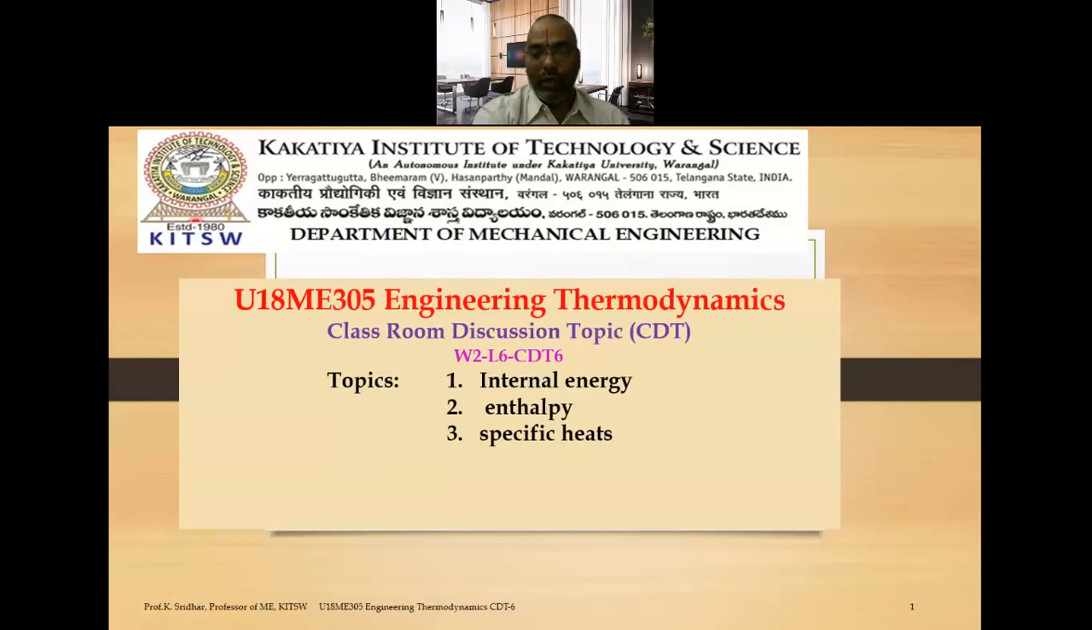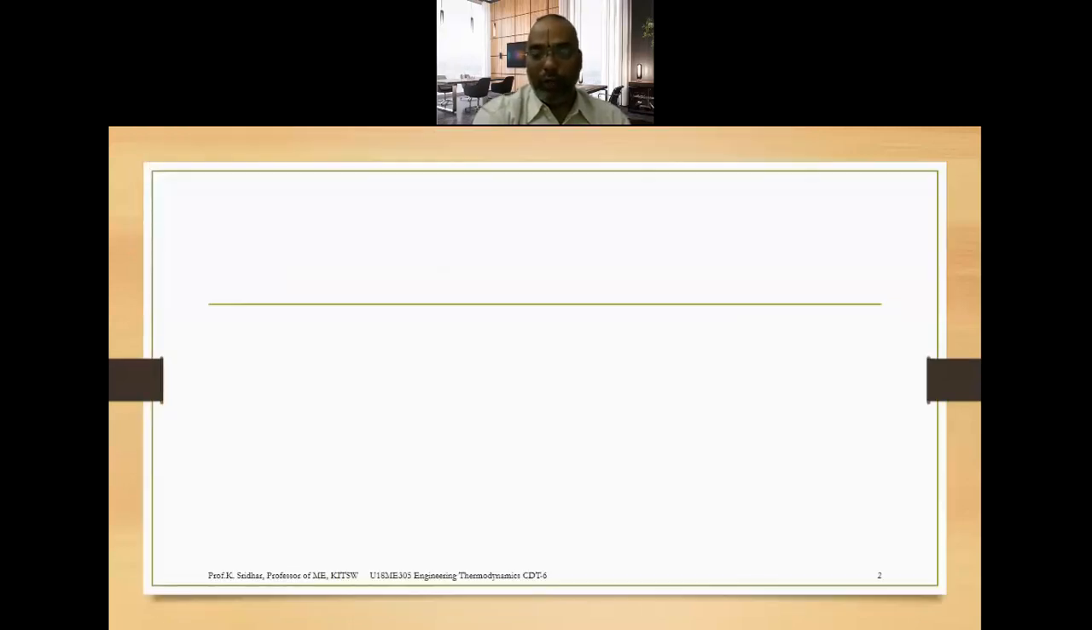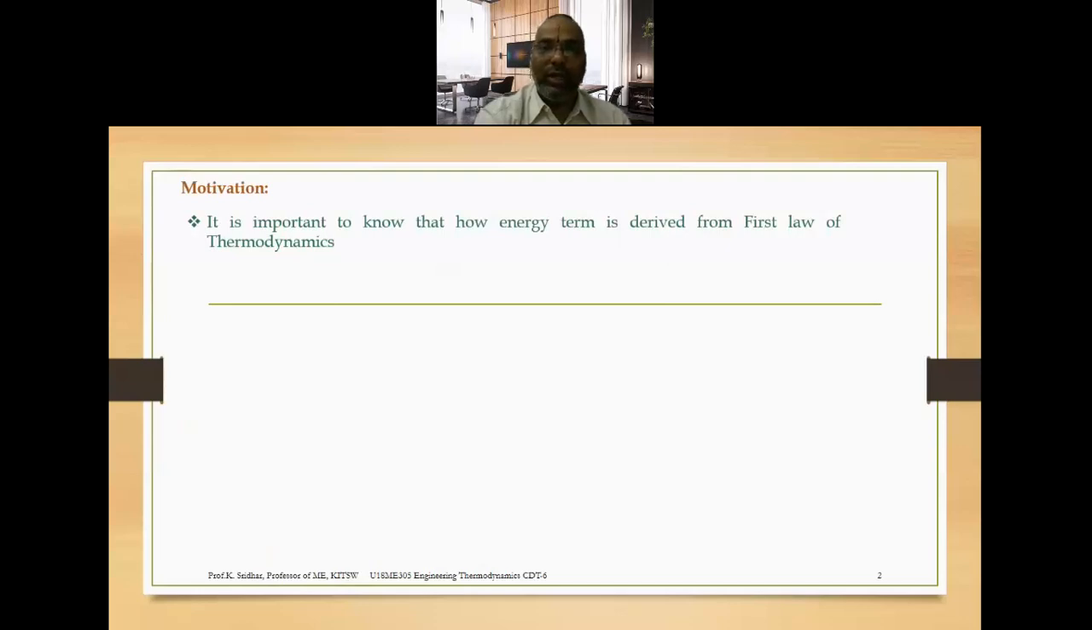So how can we define and how can we write down the internal energy, enthalpy, and specific heats in the various processes? And before studying this, why do we have to study it? It is very important to know how the energy term is derived from the first law of thermodynamics, because we know that thermodynamics deals with three different types of E's: energy, equilibrium, and entropy. The first law of thermodynamics defines the energy concept. How it derives the energy concept is what we are going to discuss. It is a very important one.